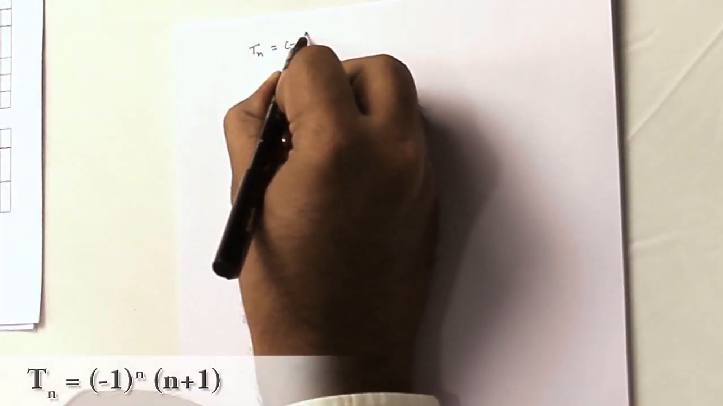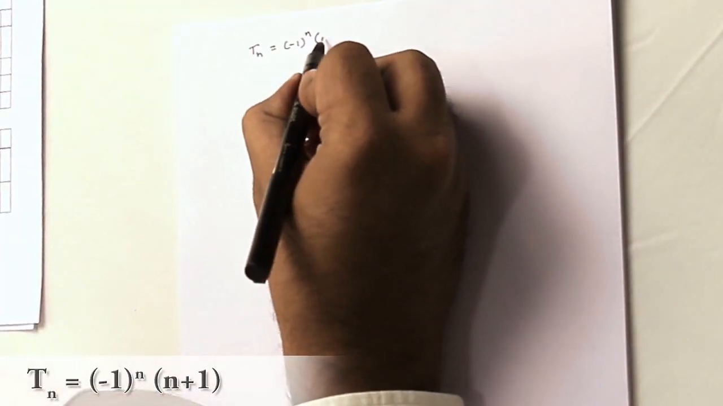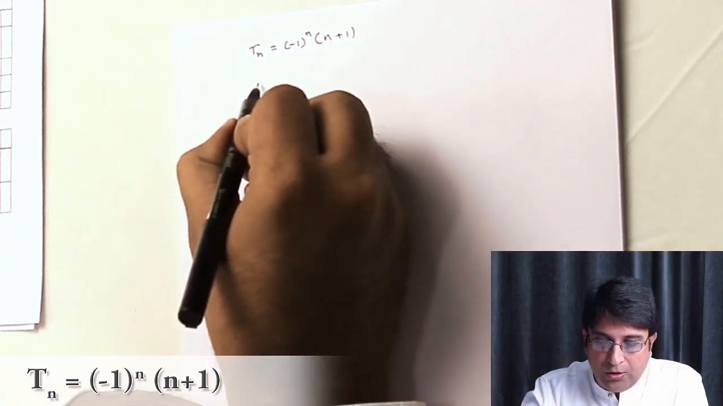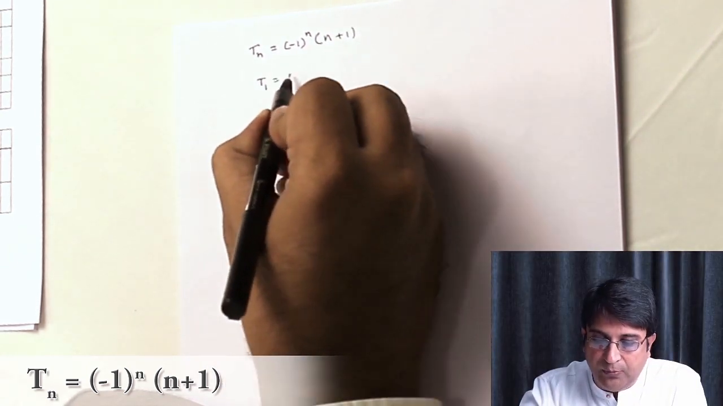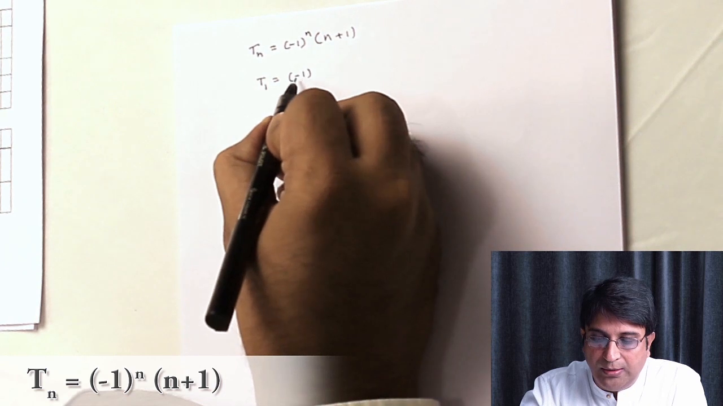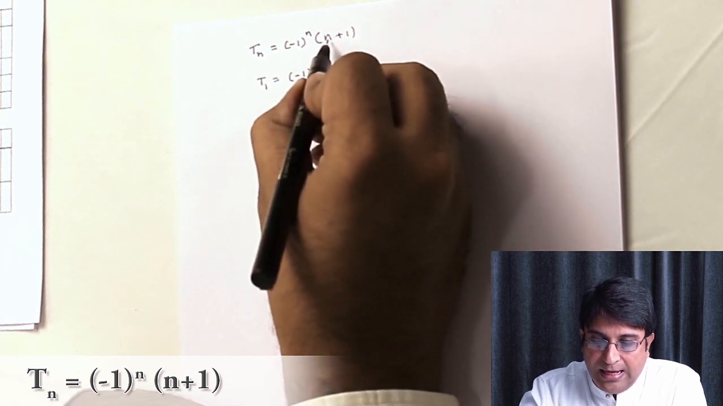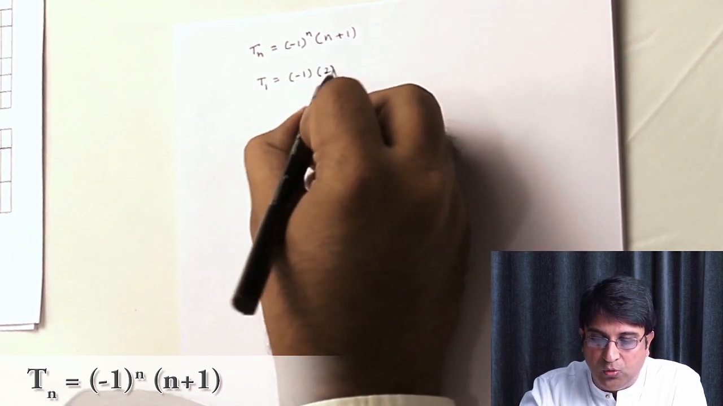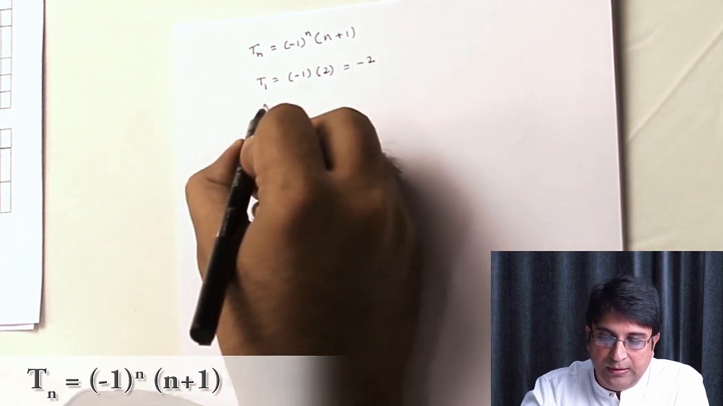Let's now do the next problem. So Tn is minus 1 to the power n times n plus 1. Now I want the first term. So instead of n, I have to put 1. So minus 1 to the power 1 will be just minus 1. And n is 1, so 1 plus 1 will be 2. So this term is minus 2.